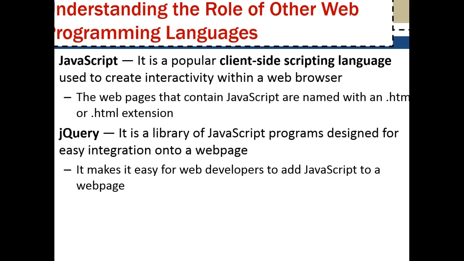jQuery is a library of JavaScript programs that's designed for easy interaction on a web page, and it makes it easy for web developers to add JavaScript to a web page. The mission of the jQuery Foundation is to improve the open web by making it accessible for everyone through the development and support of open source software and collaboration with the development community.